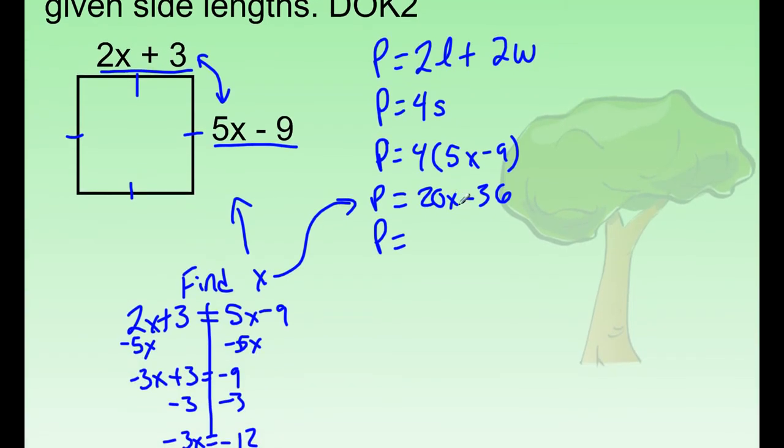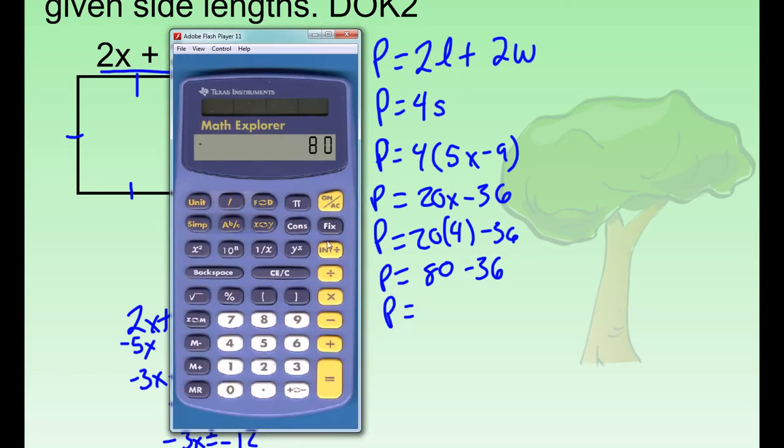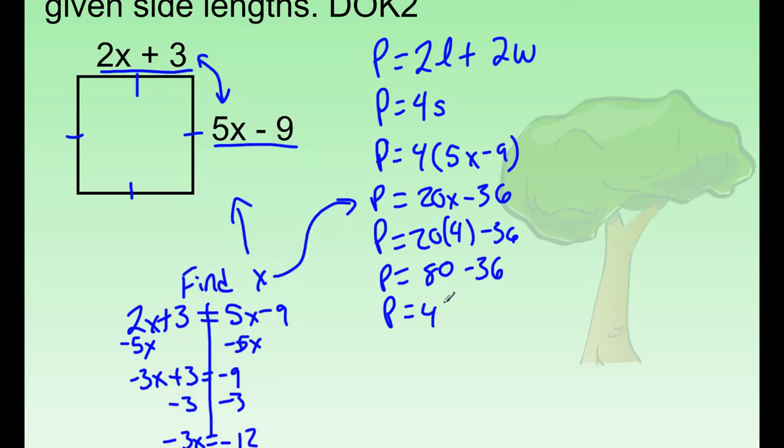So with x equals 4, I could actually plug a 4 in right here. If you kind of followed along with this, watch this. 20 times 4 is 80. 80 minus 36 equals 44. So we think that's the perimeter.